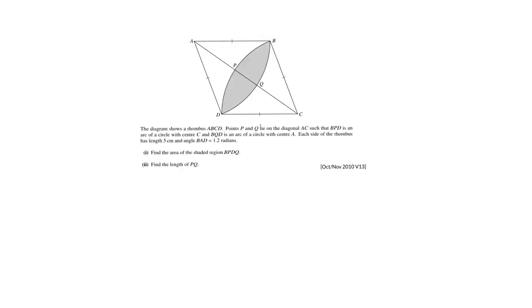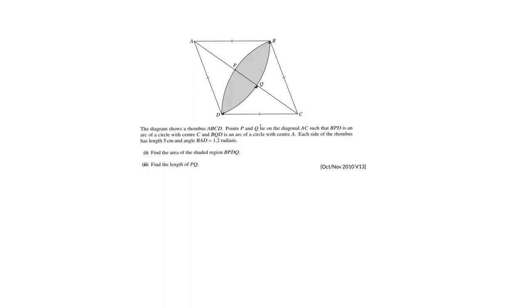Alright, so in this question you have been given a rhombus. A rhombus is a figure which has all equal sides. So rhombus ABCD has been given to you. Points P and Q lie on the diagonal AC such that BPD is the arc of a circle. BPD and BQD are arcs of a circle.